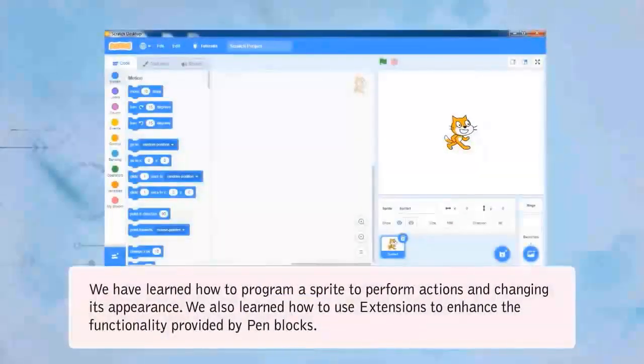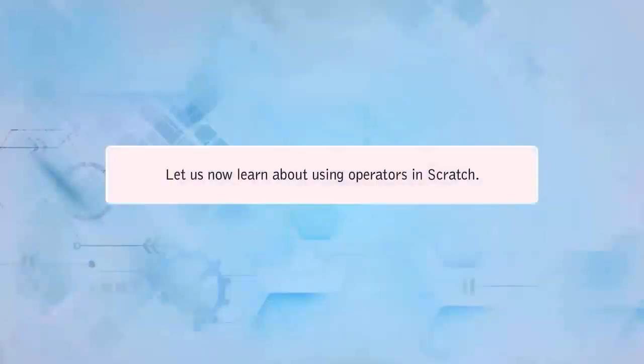We have learned how to program a sprite to perform actions and change its appearance. We also learned how to use extensions to enhance the functionality provided by pen blocks. Let us now learn about using operators in Scratch.